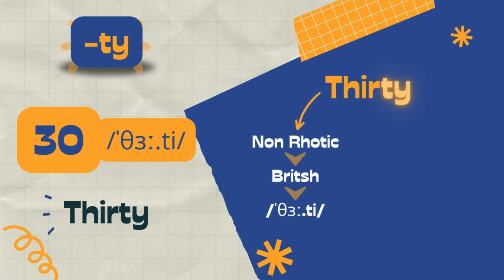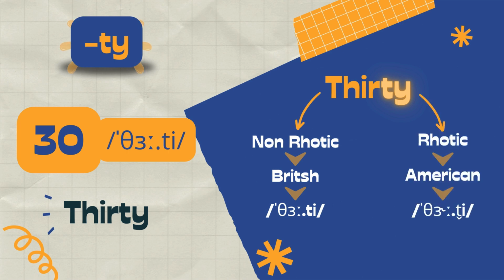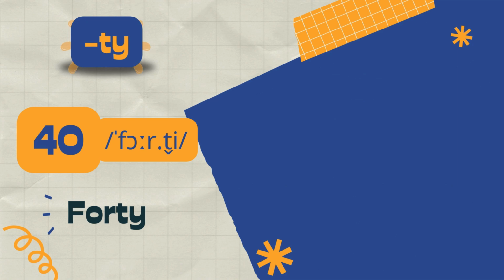Number 30. At this point, you must know what rhotic and non-rhotic means. So let's check British. It sounds the, the. And for American, we have ther, ther. The final sound is the same, T, with a smiling E. Now we combine the sounds and we have British, 30, 30. And American, 30, 30. Decide which one you prefer.